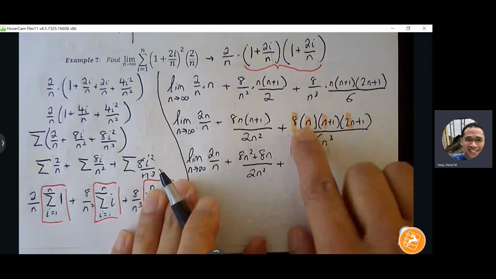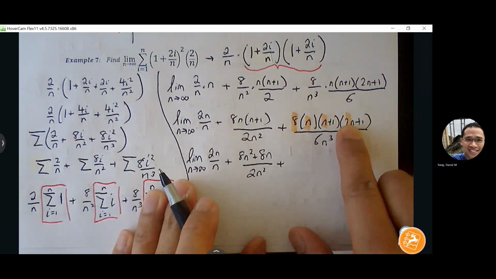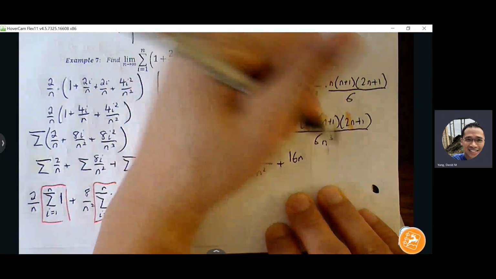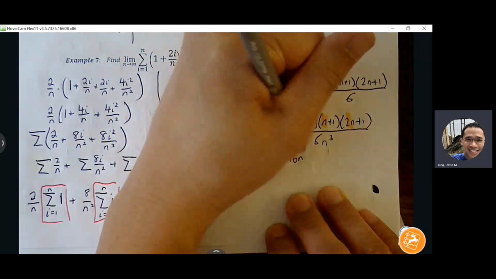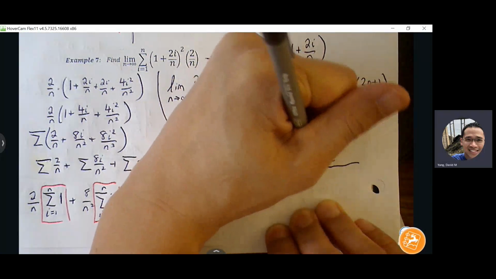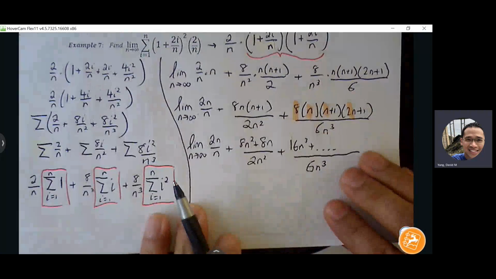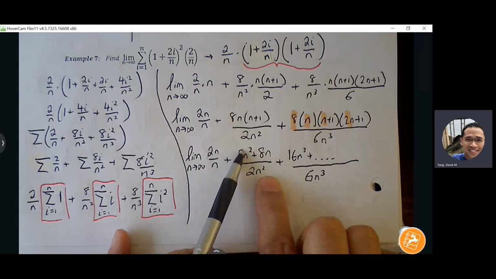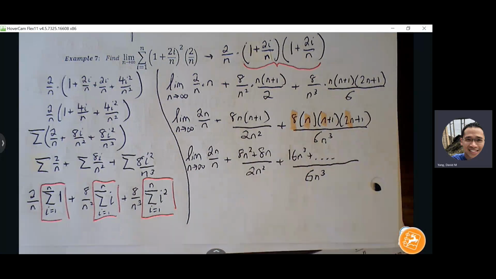Okay, so what's 8 times n plus 2n? 16n to the what? Third. Now, there are more terms after that, but it doesn't really matter, right? Because we have what we need. Do all the degrees within each fraction match? And they should. Okay, so that's when we know we're on the right track.